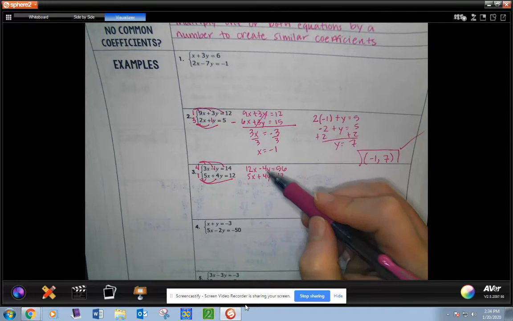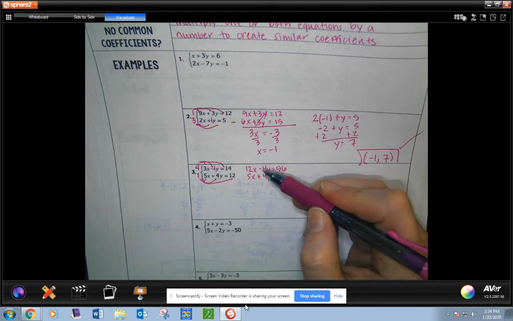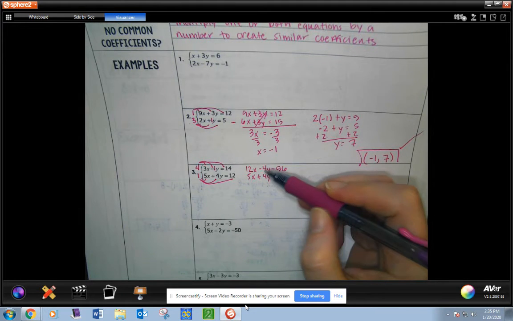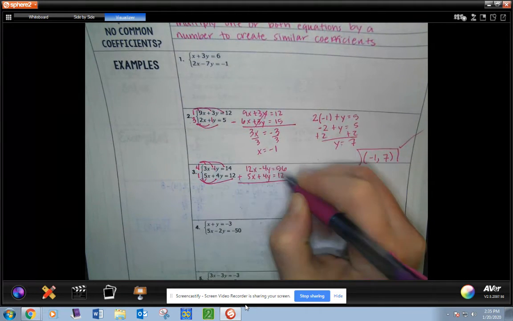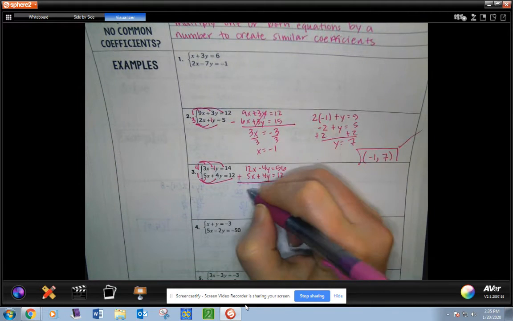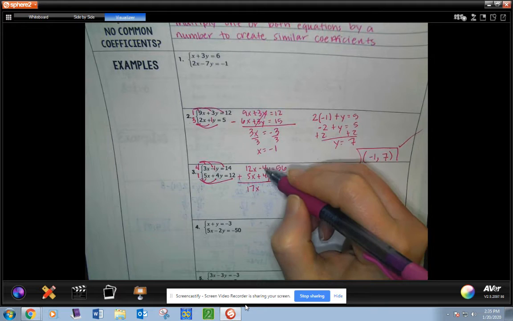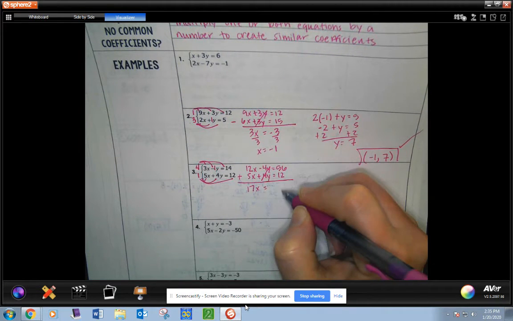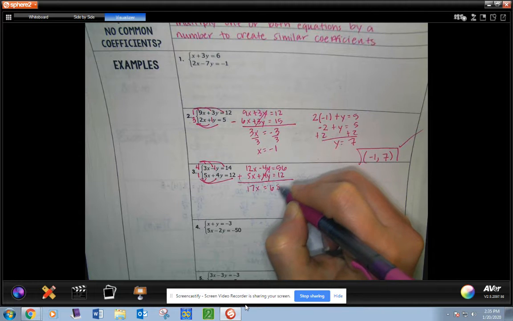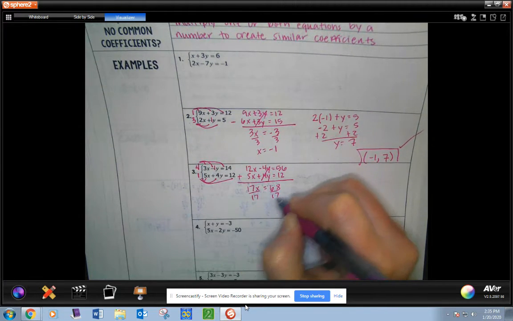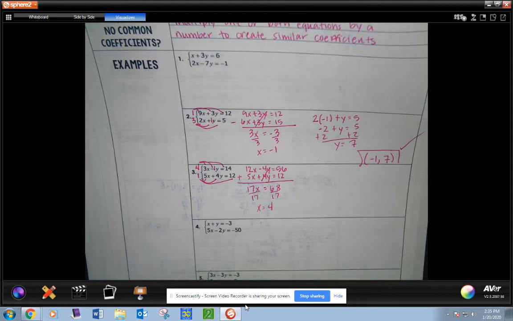Now, the y's are the same. Since I have a negative 4 and a positive 4, in order to get that to become 0, you need to just add. When the signs are opposite, you add. So 12 plus 5 gives me 17x. Negative 4 plus 4 cancels. And 56 plus 12 gives me 68. To get x by itself, I divide by 17, and x equals 4.